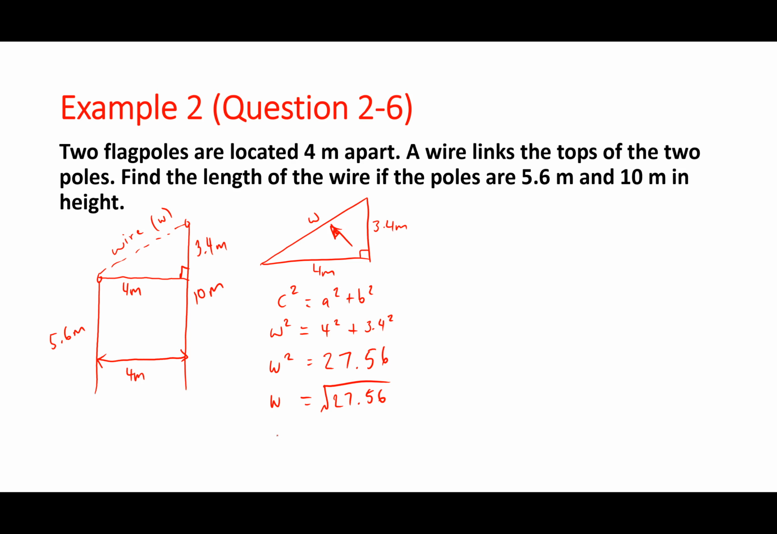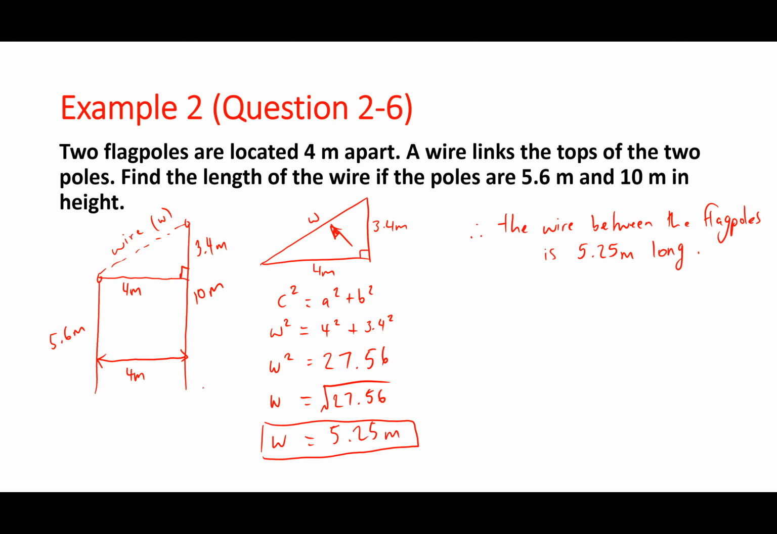So therefore, the wire between the flagpoles is 5.25 meters long. Okay. So you'll notice that that is the end. This is not actually a big exercise. It's just practicing using some worded questions to solve the problems.